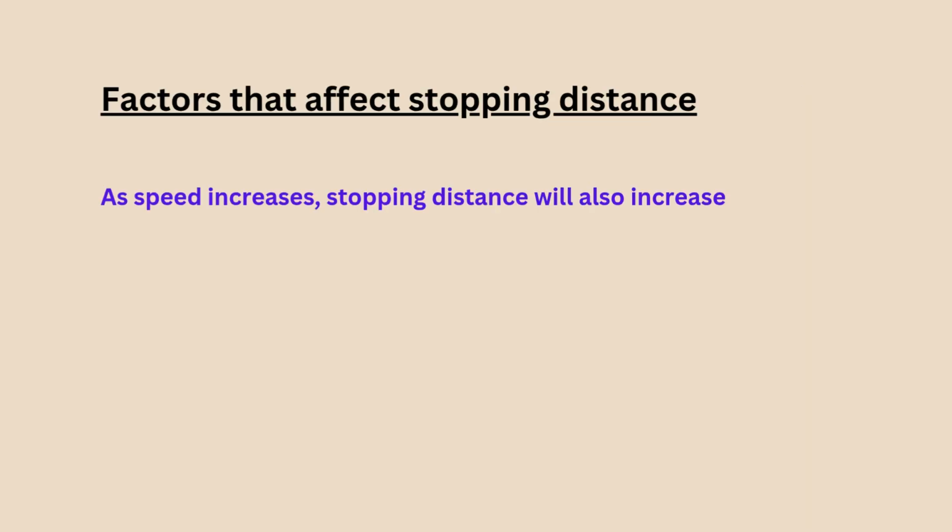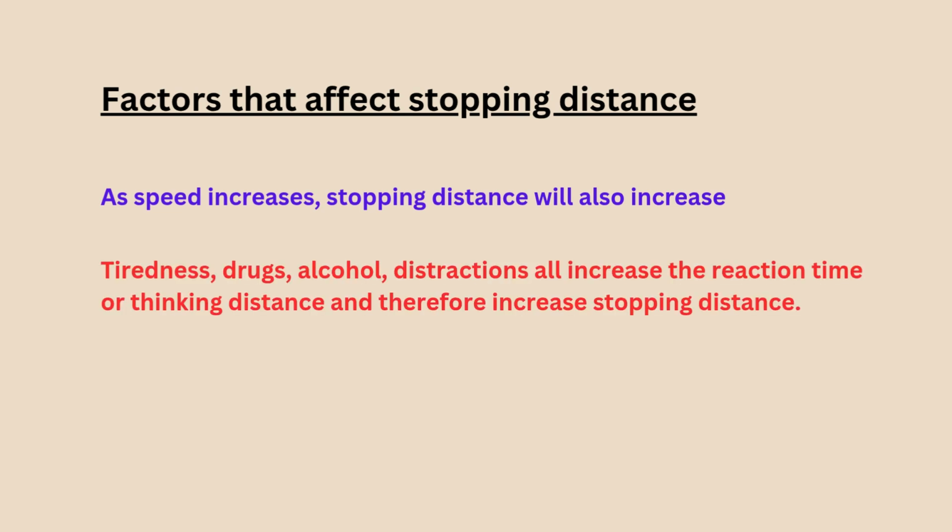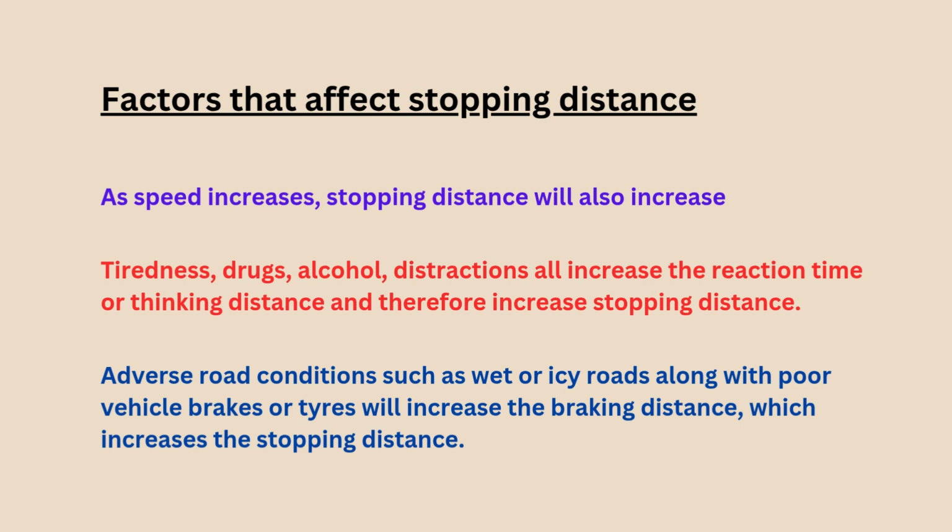Factors that affect the stopping distance. As speed increases, stopping distance will also increase. Tiredness, drugs, alcohol, distractions all increase the reaction time or the thinking distance and therefore increase the stopping distance. Adverse road conditions such as wet or icy roads along with poor vehicle brakes or tyres will increase the braking distance, which increases the stopping distance.